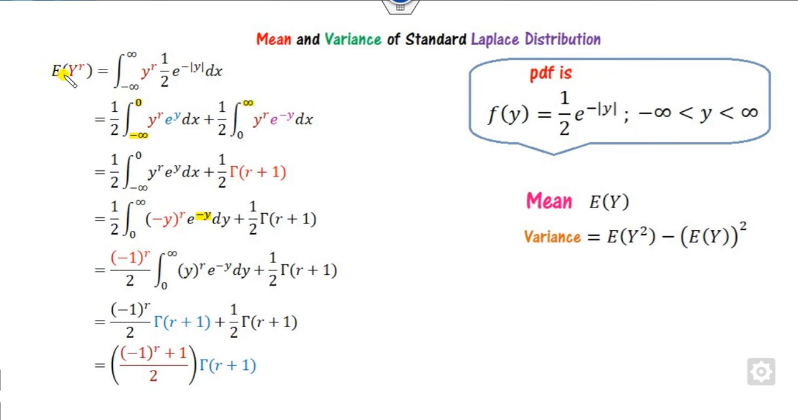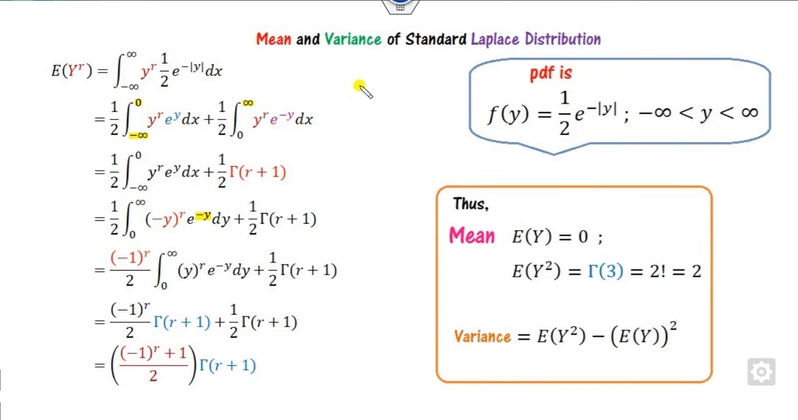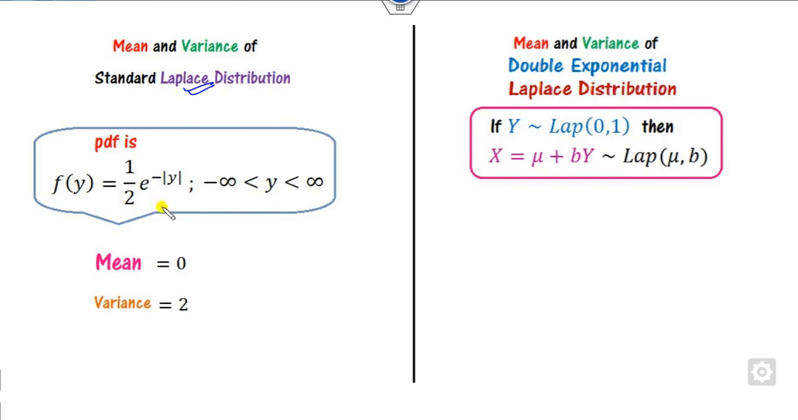So you can see the expected value of y raised to power r is this. Therefore you can substitute the value r is 1. When r is 1, it becomes 0, so E of y is 0. Whenever r is equal to 2, it becomes gamma function of 3, which is 2. So the variance is 2 minus 0 square, which is 2. So what you conclude is that whenever you have the standard Laplace distribution, the mean is 0 and the variance is 2.